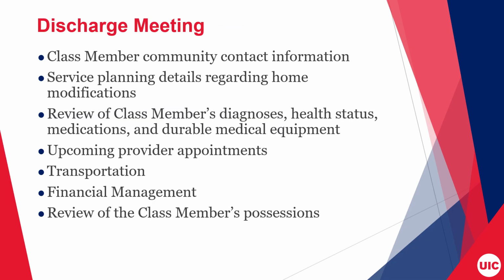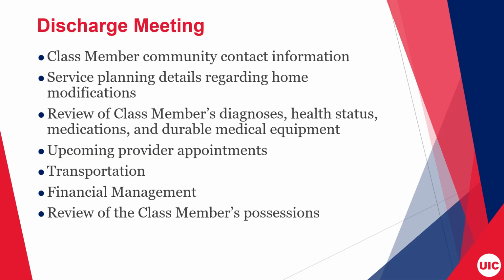The Discharge Meeting Guide clinical document includes community contact information to verify that the facility understands where the member is moving to and the planned discharge date. It includes service planning details regarding home modifications and, if a higher level of care other than permanent supportive housing or a private home is required, that the clinical rationale behind that decision is documented. The discharge meeting should also include a review of the member's diagnoses, health status, and medications. It should also include a plan for ensuring that the member has sufficient medications available when they leave the facility.